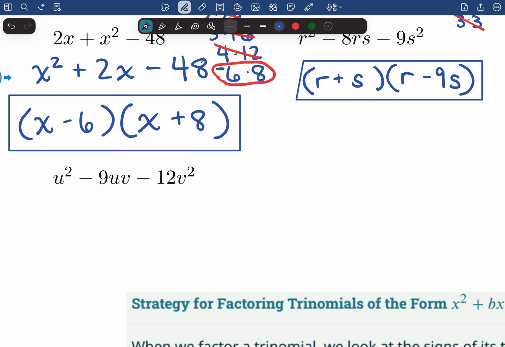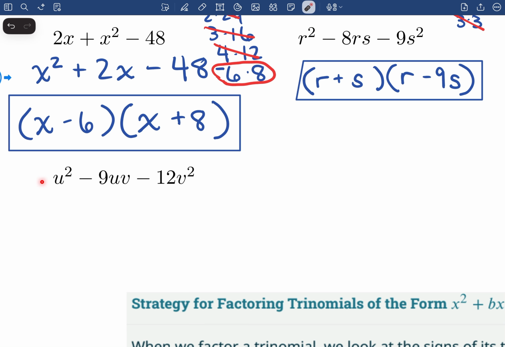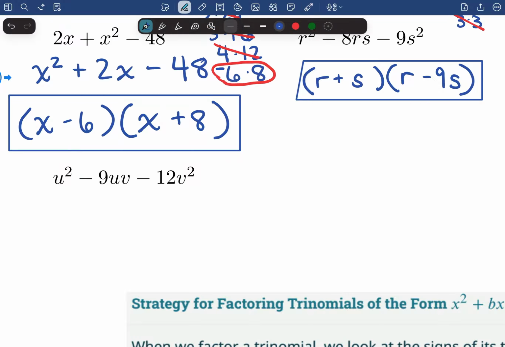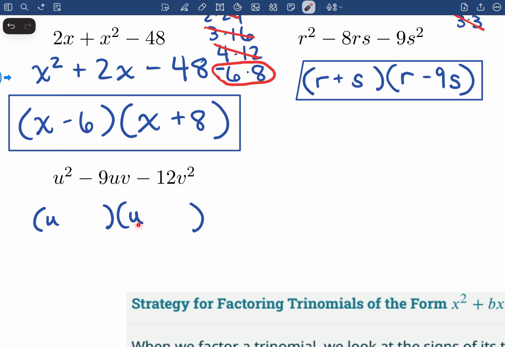Now let's look at this last example here. We have u squared minus 9uv minus 12v squared. And once again, we see 2 different variables, u and v. So let's just start by doing what we always do. We set up our parentheses and we put the variable u at the start of each one, because u times u will give us this first term, u squared.